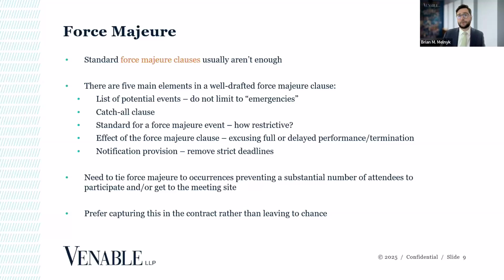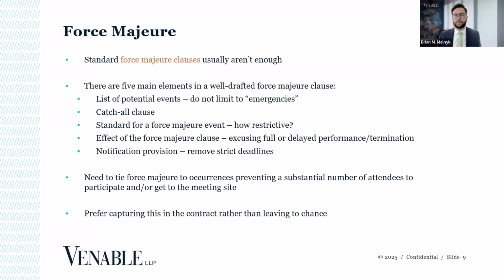Make sure that it's not overly restrictive and in favor of the hotel or the convention center, so that the hotel or convention center has a reasonable argument to deny any force majeure claim that you may make. And then it's also important to be specific about what the effect of a force majeure occurrence is. For example, is your performance excused for the period that the force majeure exists, or are you allowed to cancel the agreement and be done with it?